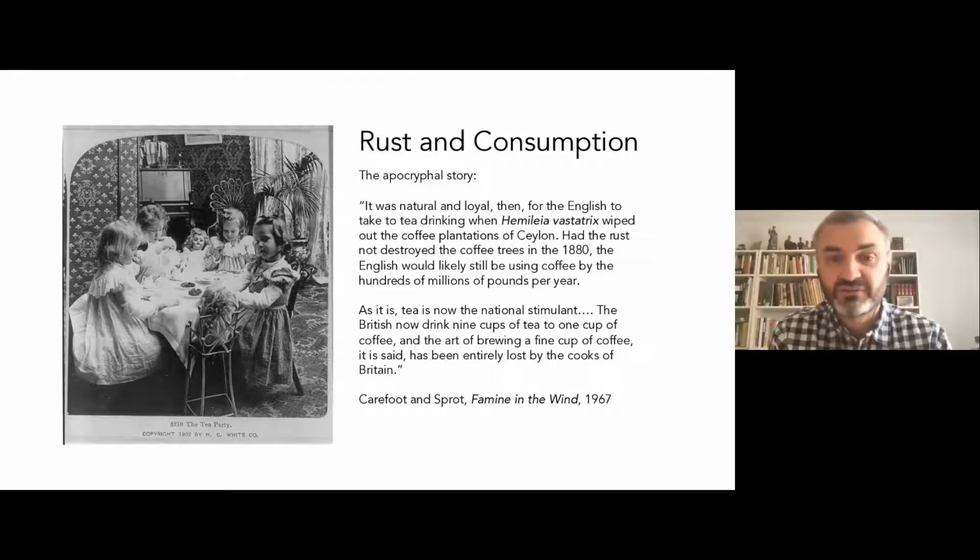And here's one that I found in print, where a couple of plant pathologists in the 60s write, "It was natural and loyal then for the English to take to tea drinking when Hemileia vastatrix wiped out the coffee plantations in Ceylon. Had the rust not destroyed the coffee trees in the 1880s, the English would likely still be using coffee by the hundreds of millions of pounds per year. As it is now, tea is the national stimulant. The British now drink 9 cups of tea to 1 drink of coffee, and the art of brewing a fine cup of coffee, it has been said, has been entirely lost by the cooks of Britain." I'm happy to say that from all I hear about coffee in England and from my recent experience, I can say it's much better than that.